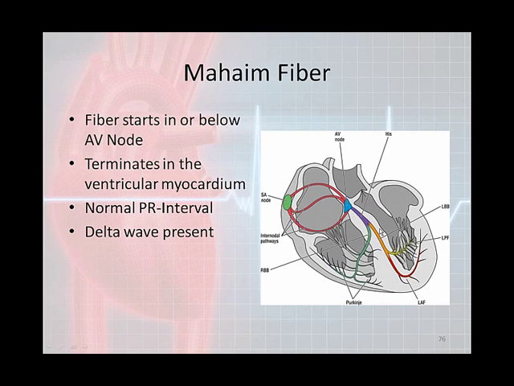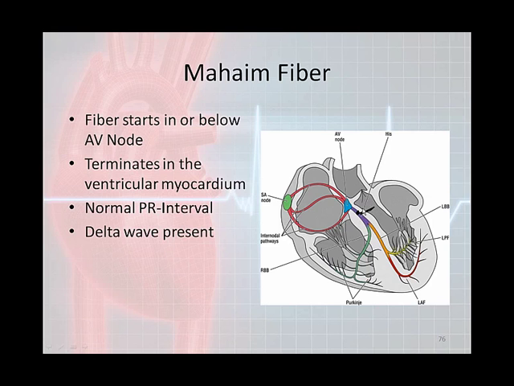Finally, the Mahaim fiber. Now, the Mahaim fiber actually starts in or below the AV node and actually terminates in the ventricular myocardium. So what that means is the James fiber was up here and came down this way. The Kent bundle was actually over here. The Mahaim fiber actually starts here in, we'll say, the bundle of His, and it will actually travel out a little bit and terminate out here in the ventricle. Or it could go the other direction. Point is, starts here, goes into the ventricle.